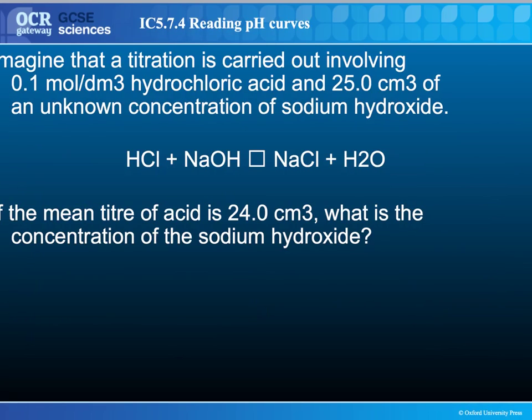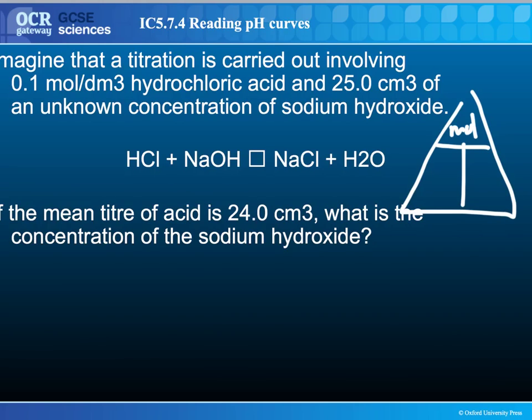Right, in order to carry this out, there are a few things you need to know. The first thing is you need the triangle that you use to work out volume and concentration from the number of moles. The second thing you need to do is to convert all the volumes into dm3. So you've got 0.025 and 0.024.